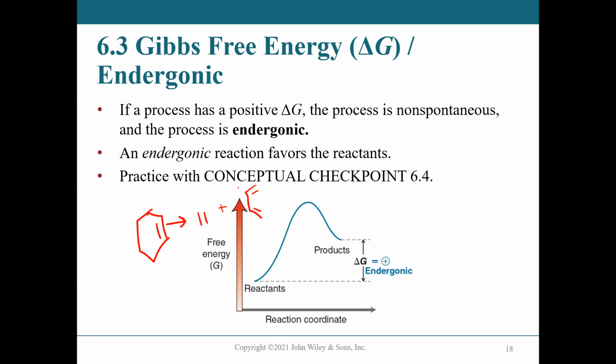And this will favor the reactants. So that means we can break it up into these two products, right? But it's going to take more energy to do that. It's an endergonic process. So it wants to stay over here on the left-hand side. It doesn't want to go to the right-hand side. And that's what that means.